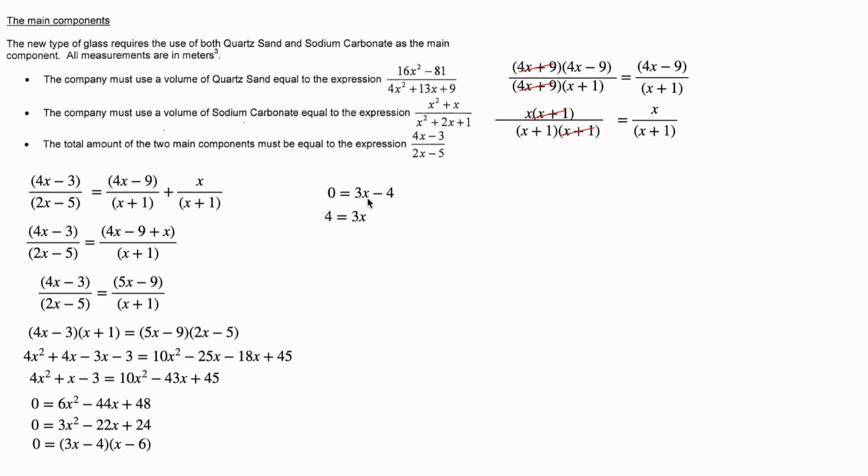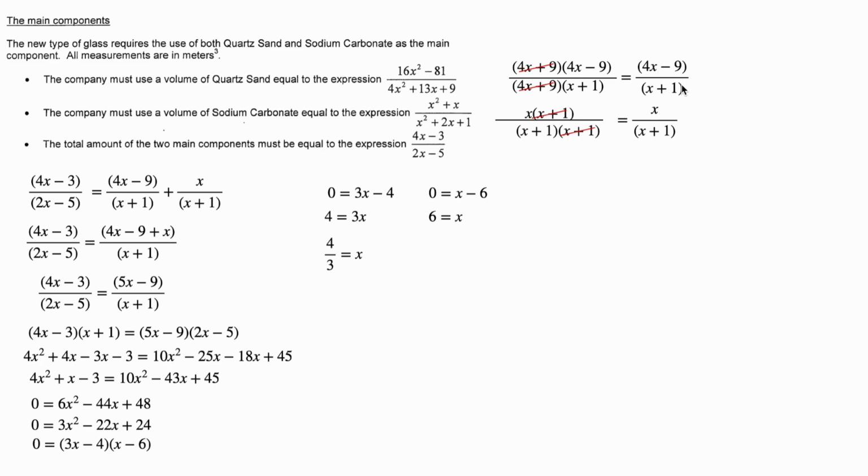So I'm going to solve this first. Add 4 to both sides. 4 is equal to 3x, and then divide both sides by 3. I get 4/3 is equal to x, or 1.3 repeating is x. If I do x minus 6 is equal to 0, I add 6 to both sides, x is equal to 6. We know that this is our volume, right? The total amount of the two main components must be equal to this expression, or I could add these two together.